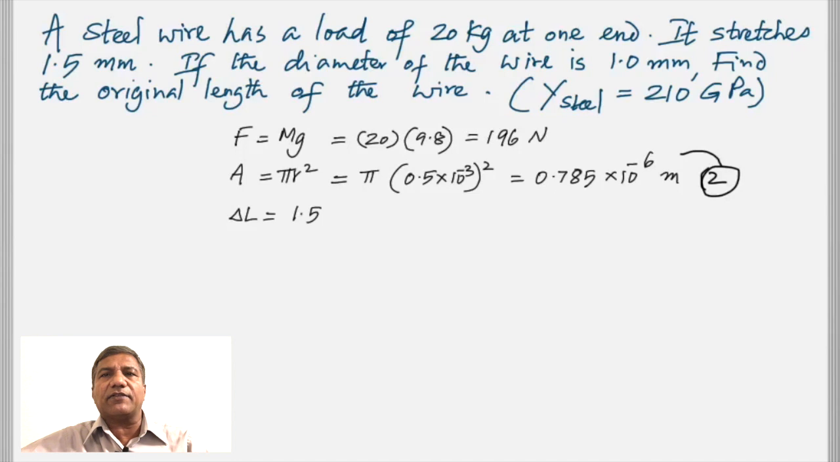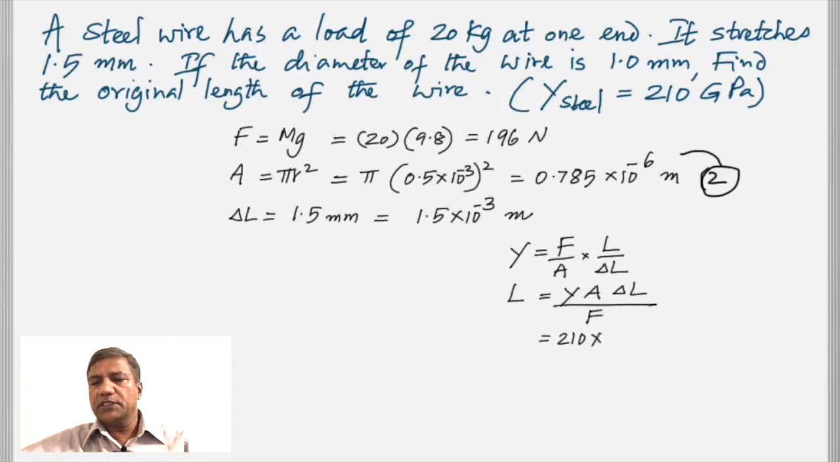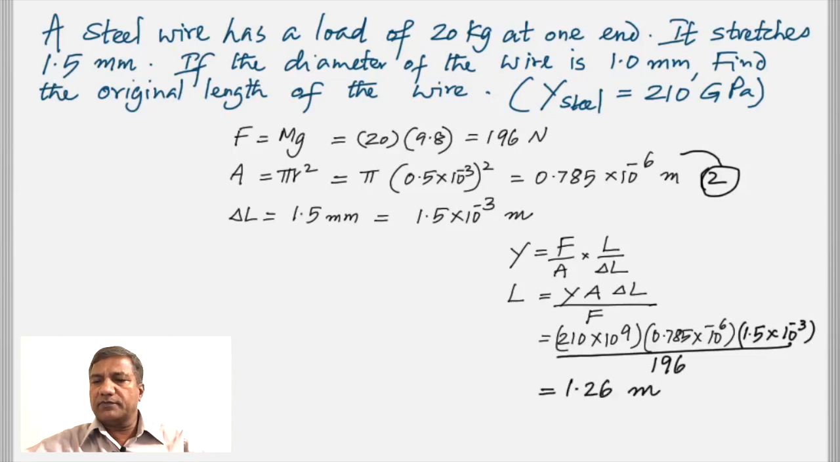And then the change in length is given, the extension. Again, that's in millimeters, so you have to change that into meters. And then here is the formula for Young's modulus. And we are asked to find the original length, which is given here. So find L, make L the subject, and then you get this formula. On rearranging, substitute the values. The area was 0.785 times 10 to the negative 6. Extension is here. The force was 196. And we calculate that the original length of that steel wire was 1.26 meter.